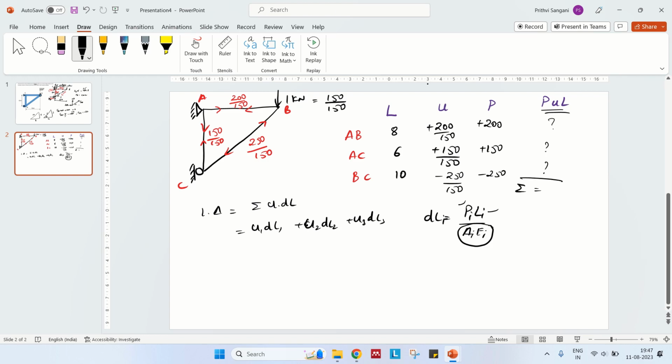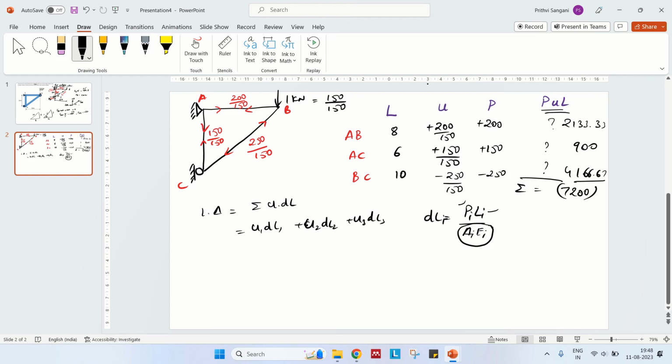So you find out each term and then do the summation. Let me do it for them. 200 times 200 times 8 divided by 150 is 2133. Then 150 square times 6 divided by 150 is 900. What about this? 250 square divided by 150 times 10 is 66 plus 600. Total put together is 2200.